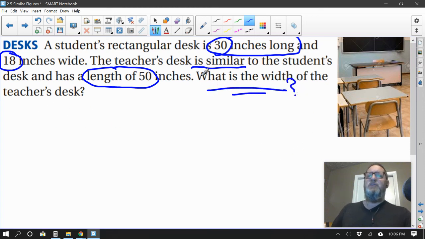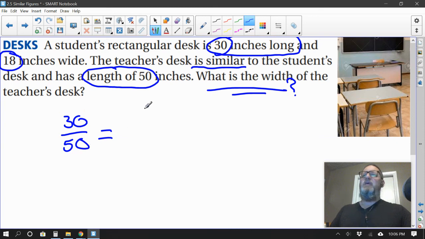There's our question. What is the width of the teacher's desk? Okay, so let's set up how about the first one could be this 30 over 50. Now, do you see why I picked those two? It's the length of the student desk over the length of the teacher's desk. So I got those together, the corresponding sides. Remember, we're trying to put corresponding sides together. And now the student is 18 over the width of the teacher's desk. So I'm going to just call that W. All right, there we go. Our proportion is set up.